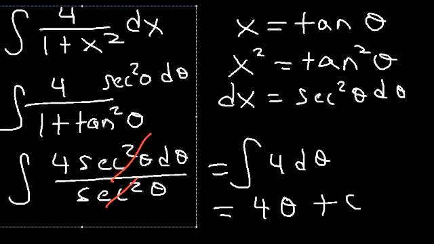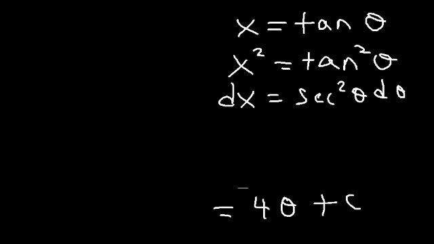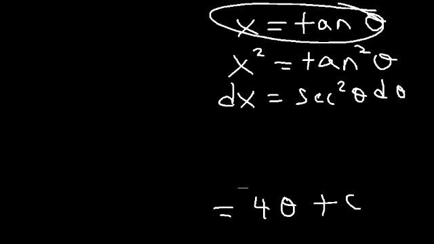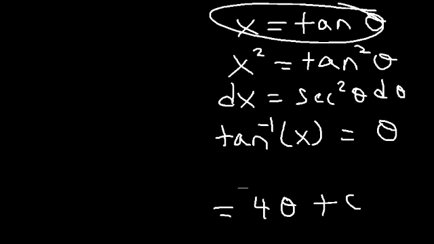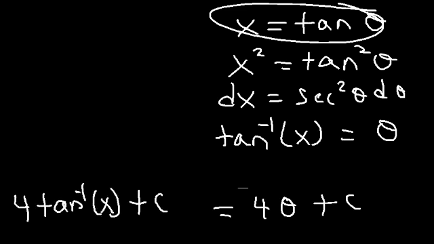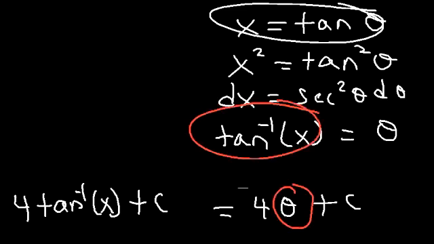So now we need to replace theta with something in terms of x. If x is equal to tangent theta, then the inverse tangent of x is equal to theta. Whenever you're dealing with an inverse function, you need to switch x and y. In this case, x and theta. So the final answer is 4 inverse tangent of x plus c. We just need to replace theta with inverse tan. So this is it.